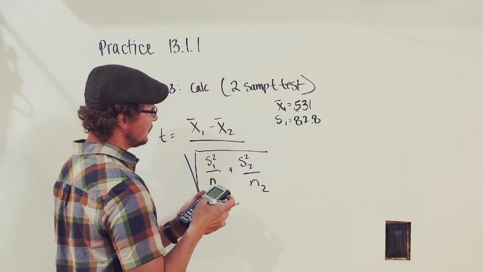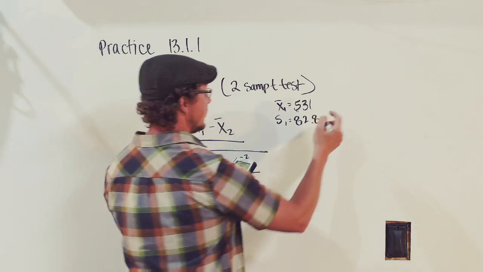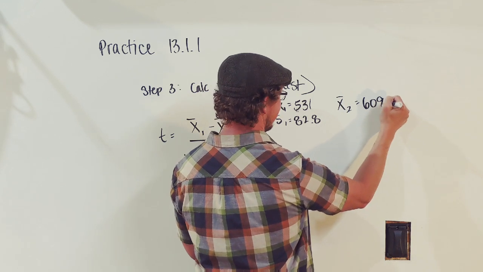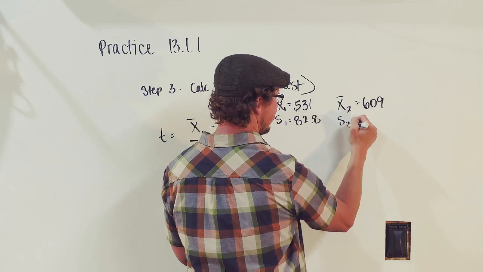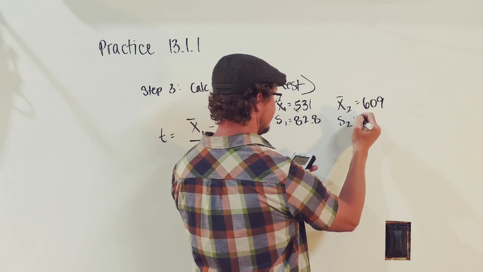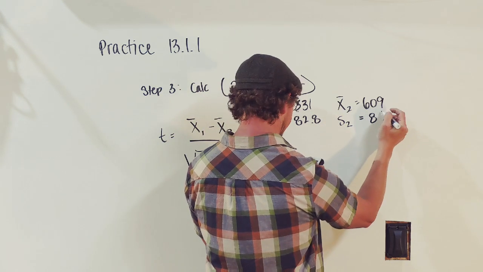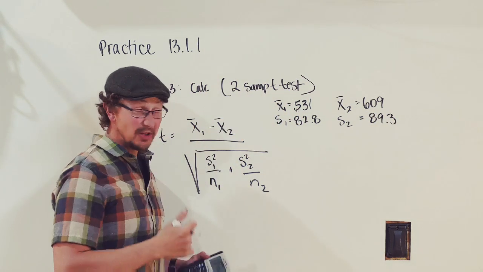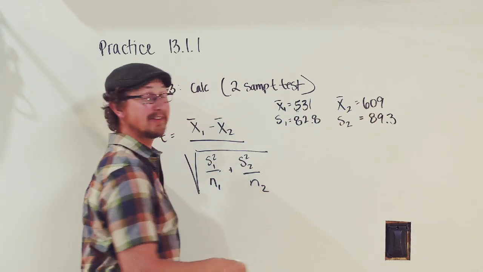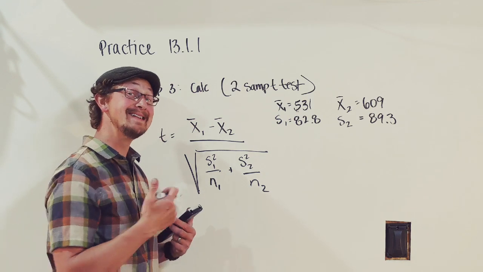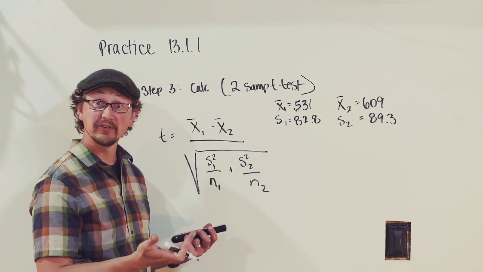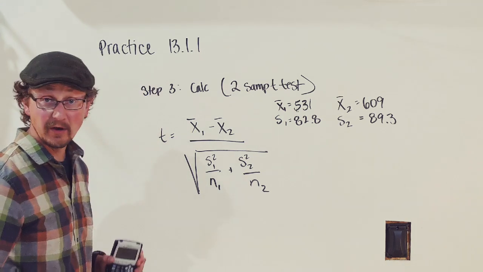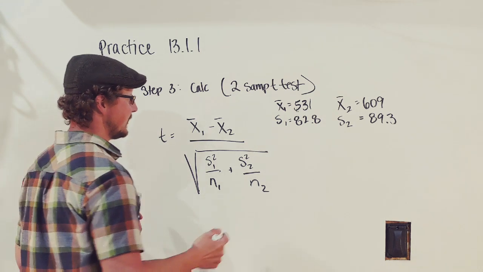And for 2-bedrooms, it would be $609 with a sample standard deviation of 89.3. So we can see that it looks like 2-bedrooms are more expensive. Of course, are they enough more expensive to show that there's a difference between these two? Let's drop those values in and run the calculation on RTI.